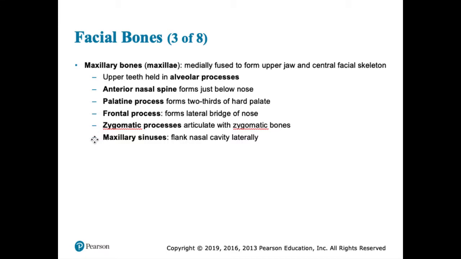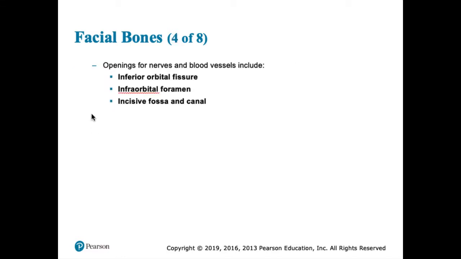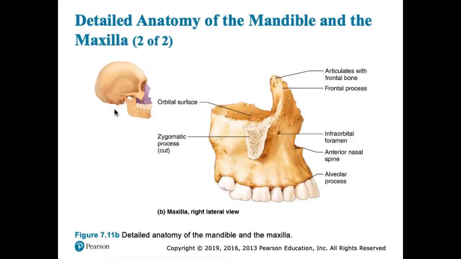And then we have maxillary sinuses that flank the nasal cavity laterally. The openings for nerves and blood vessels include the inferior orbital fissure, the infraorbital foramen, and the incisive fossa and canal. You can see some of this in this image. This is the maxilla, the right lateral view. You can see the infraorbital foramen, the anterior nasal spine, and these processes where the teeth are. It articulates with the frontal bone, and that frontal process you can see there.